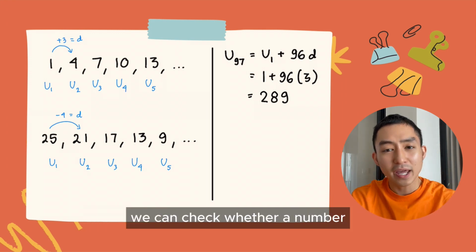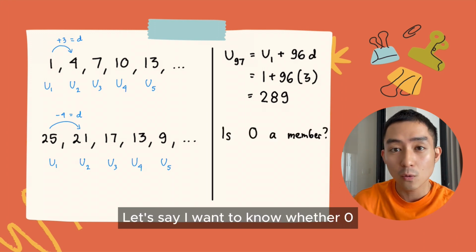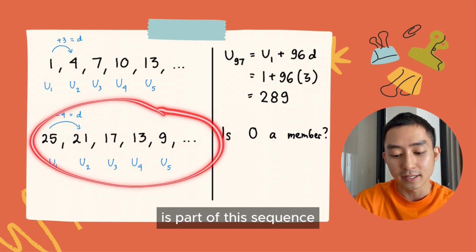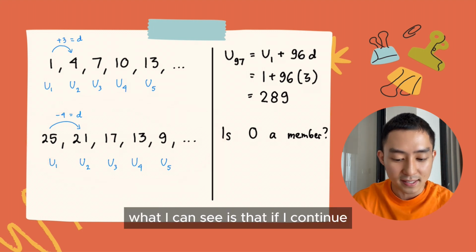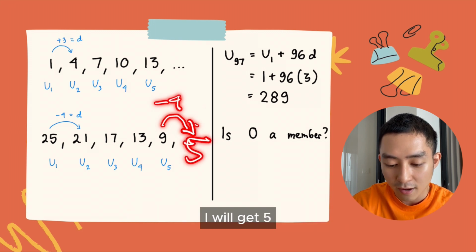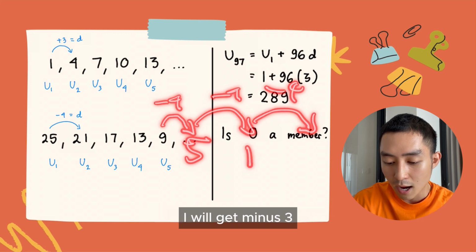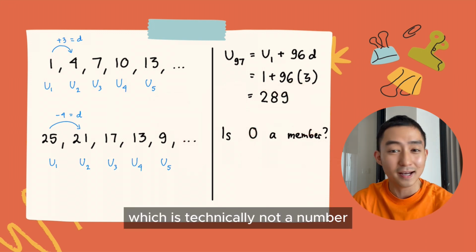As for the next one, we can check whether a number is part of the sequence or not. Let's say I want to know whether 0 is part of this sequence. What I can see is that if I continue to check with minus 4, I will get 5. I can check with minus 4, I will get 1, and with another minus 4, I will get minus 3, which is technically not a natural number.